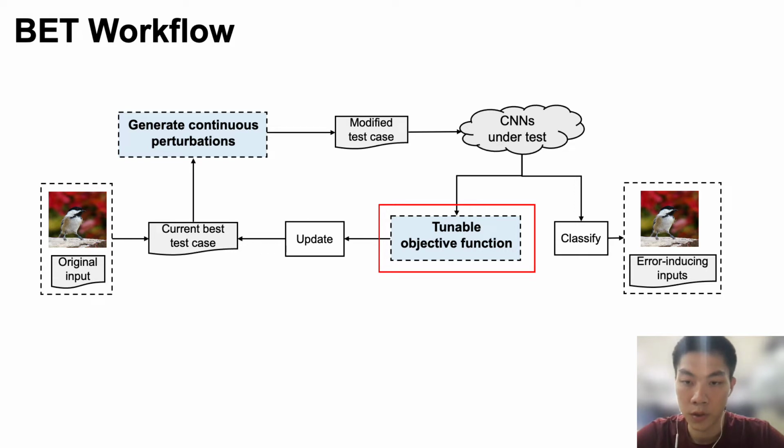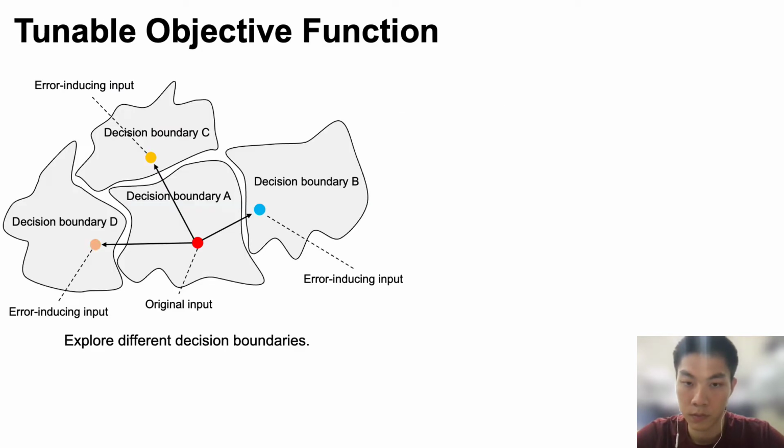We first introduce the tunable objective function. Our tunable objective function guides the testing process to explore different decision boundaries and thoroughly test CNNs. If the objective function targets a specific label, the testing process will be led to enter the decision boundary of this specific label and generate erroneous inputs with the corresponding label. Besides, the objective function is tunable, making BET able to explore different decision boundaries and perform thorough testing.